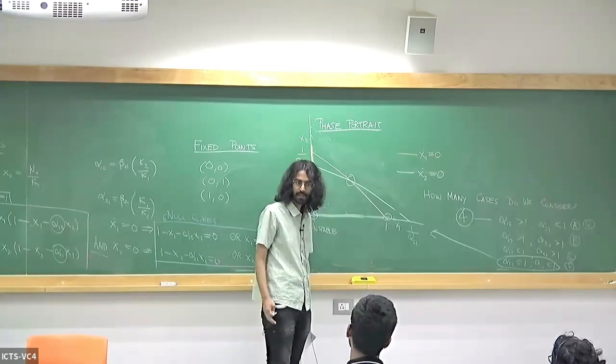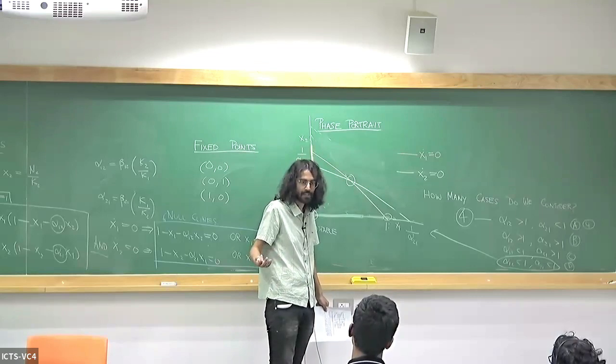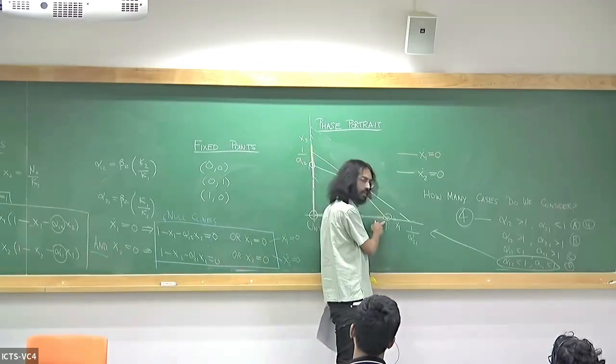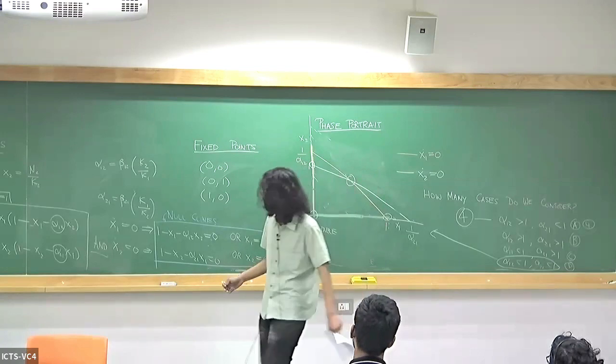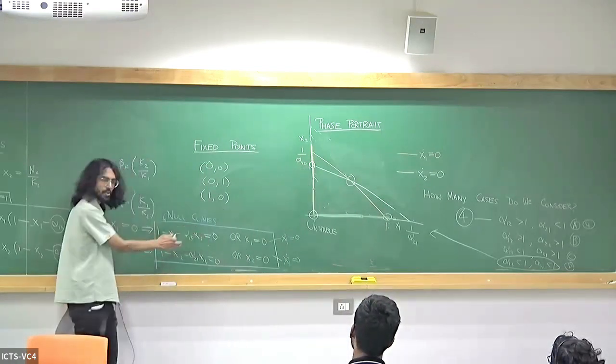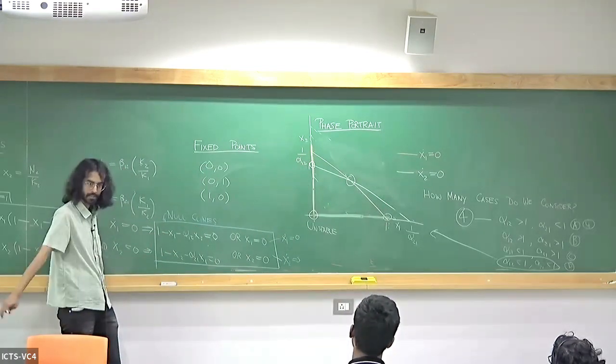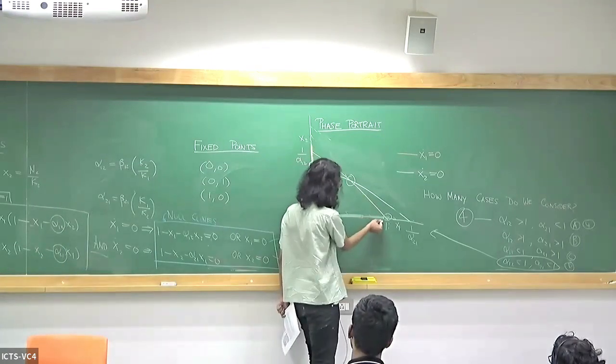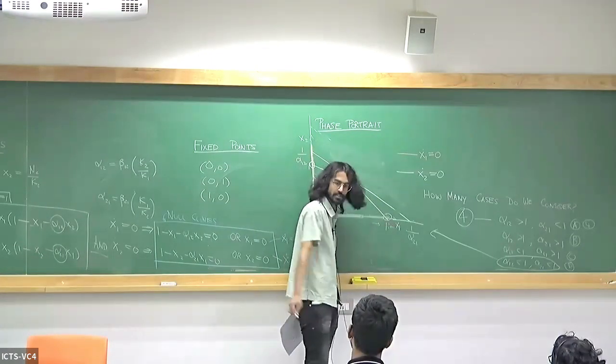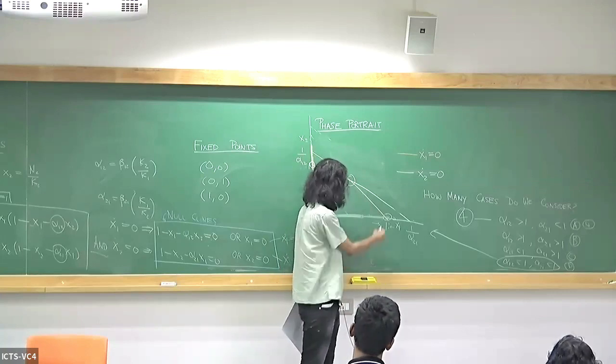Stable, right? And did we have to care about the alpha there? Why is that? Because x2 is 0, right? So if x2 is 0, then we only need to care about x1. So it's stable in this direction, regardless of the alphas. What about in this direction?